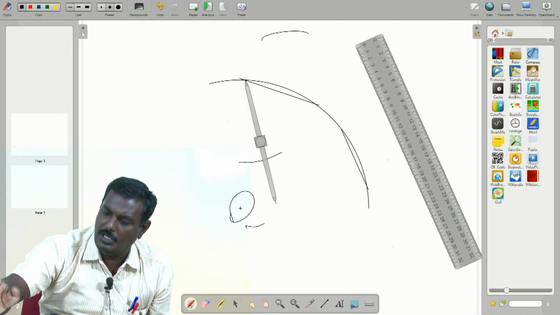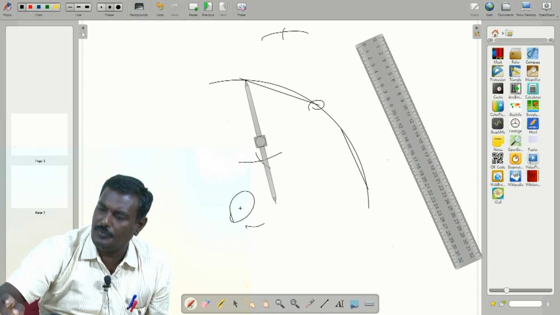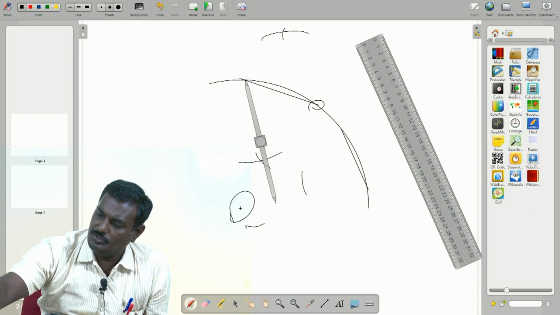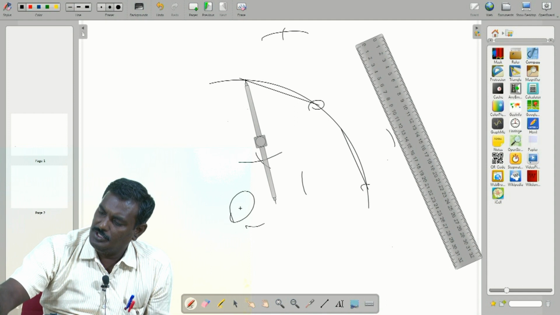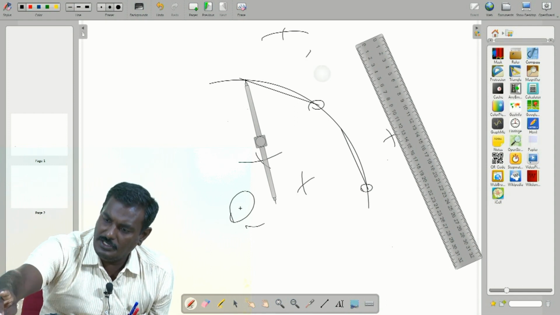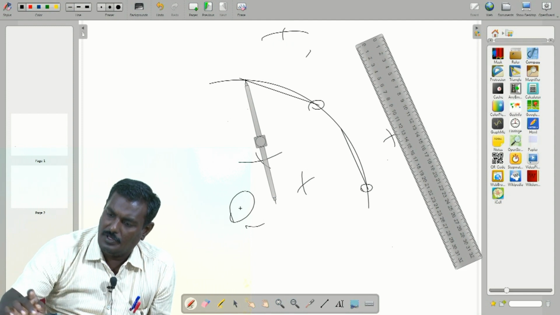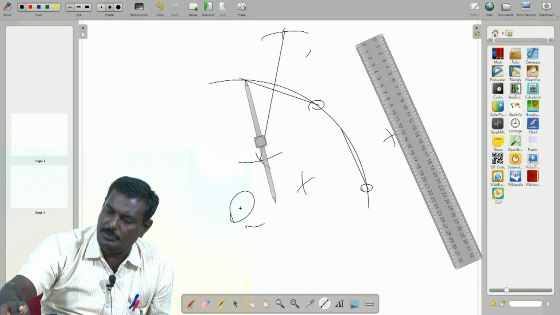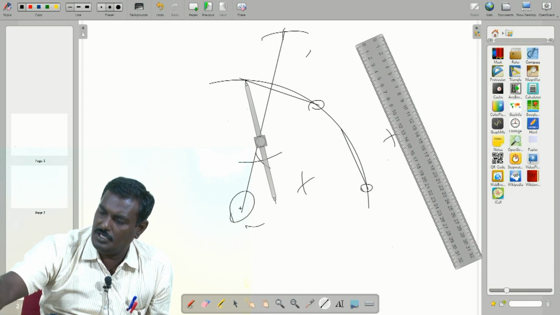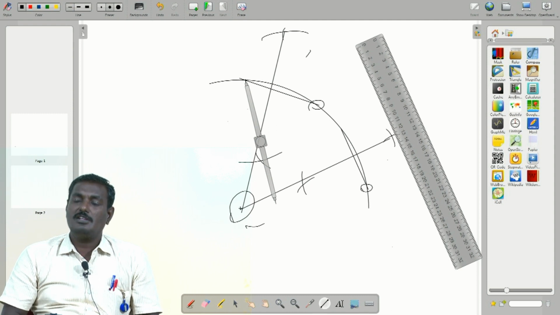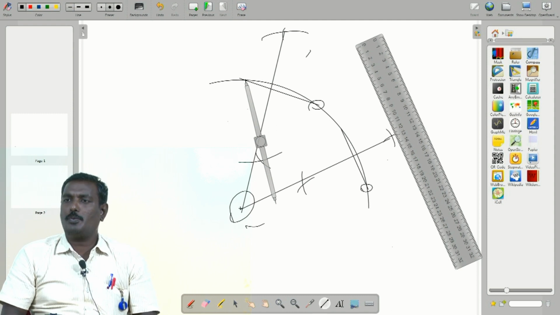Similarly from this point draw an arc to intersect, above and below. In similar fashion draw arcs on both sides to intersect. Then if you join these two bisect lines, they meet at the center. This is the way to find out the center point of an arc.